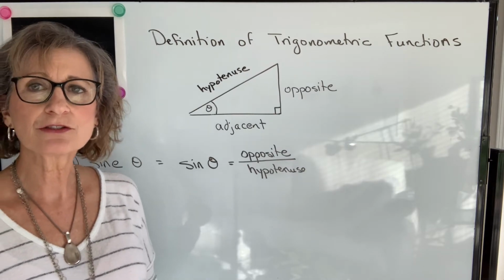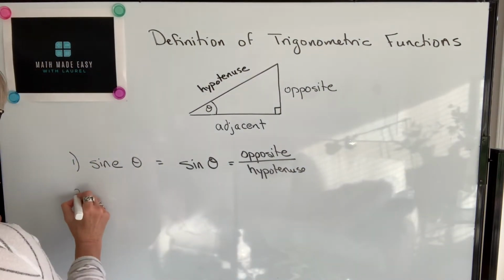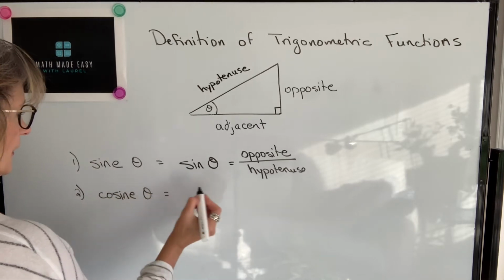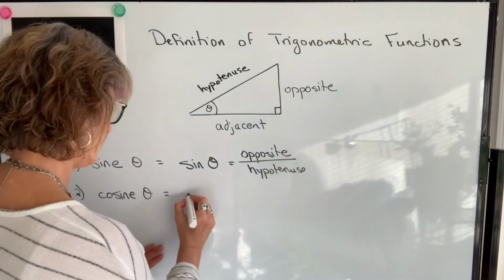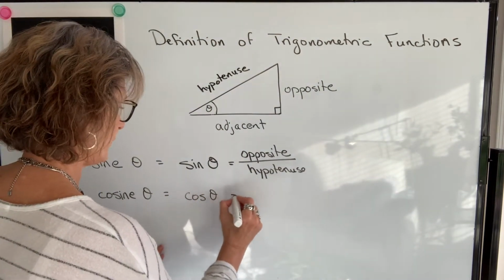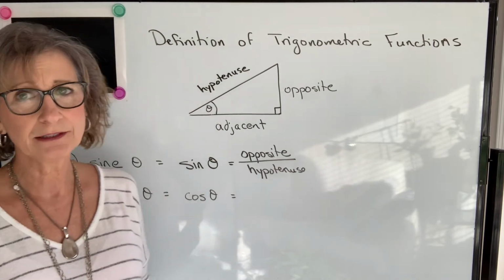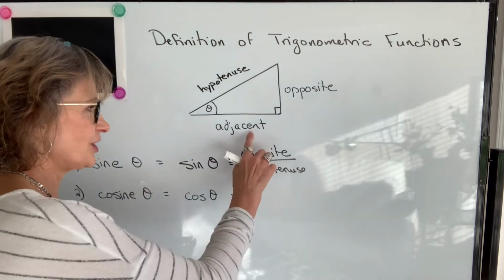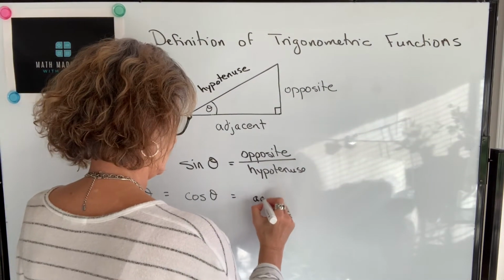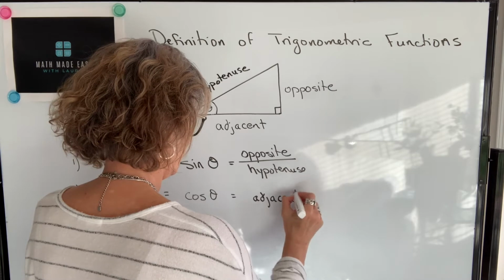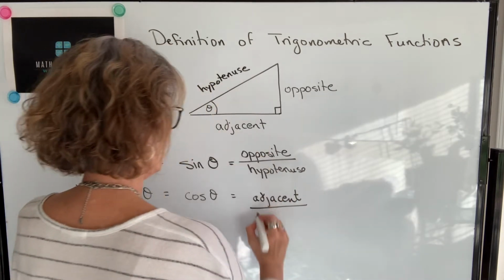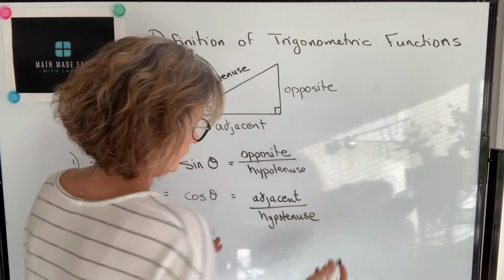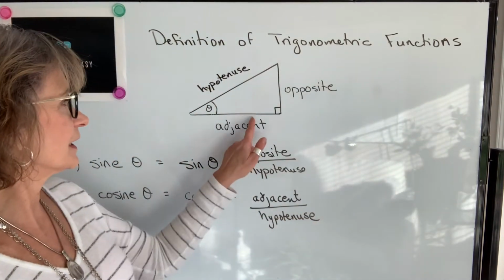The next trig function that you're going to be working with is called cosine. And the abbreviation for that trig function is COS. So when you see COS, that means cosine of your angle. And the cosine is defined as the side adjacent to the hypotenuse. So that's the definition. It's the ratio of these two sides, and in that order.